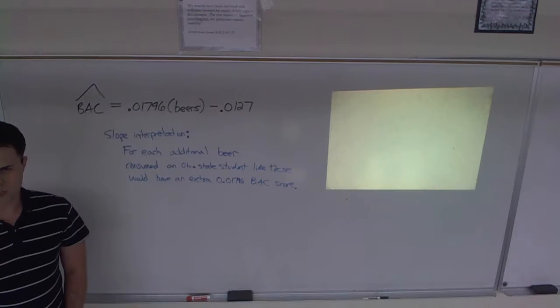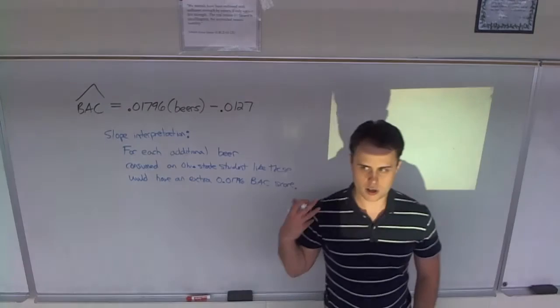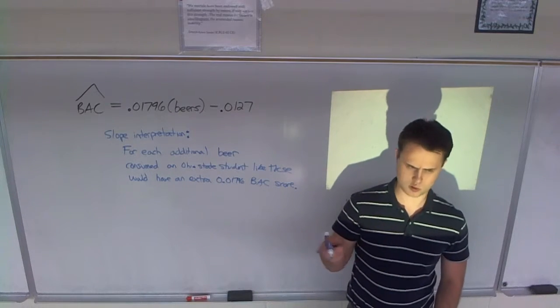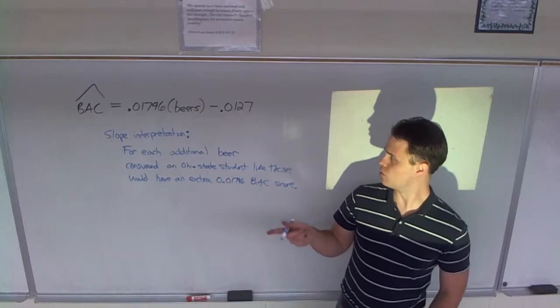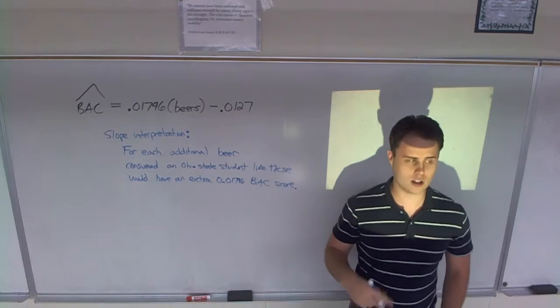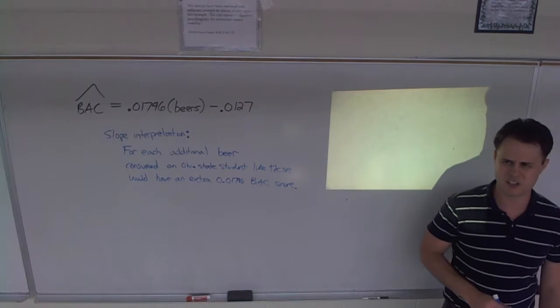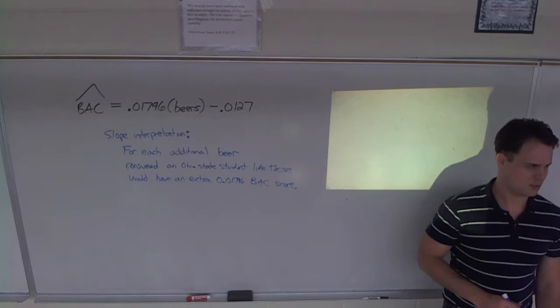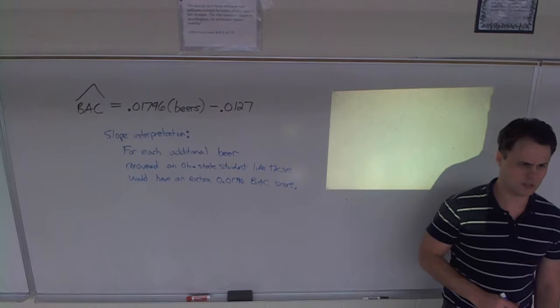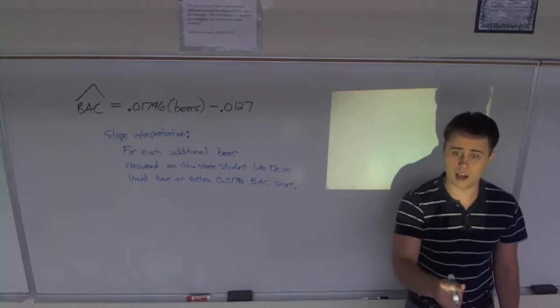How you interpret y-intercept is even simpler than that. I don't think I'm going to write it down. You'd say for how many beers consumed? 0 beers consumed. We get a blood alcohol content of negative 0.01, and a lot of the time they'll ask you, does the y-intercept make sense? Sometimes it does, sometimes it doesn't. In this case, you have negative alcohol in your blood. I know, going to church a lot.